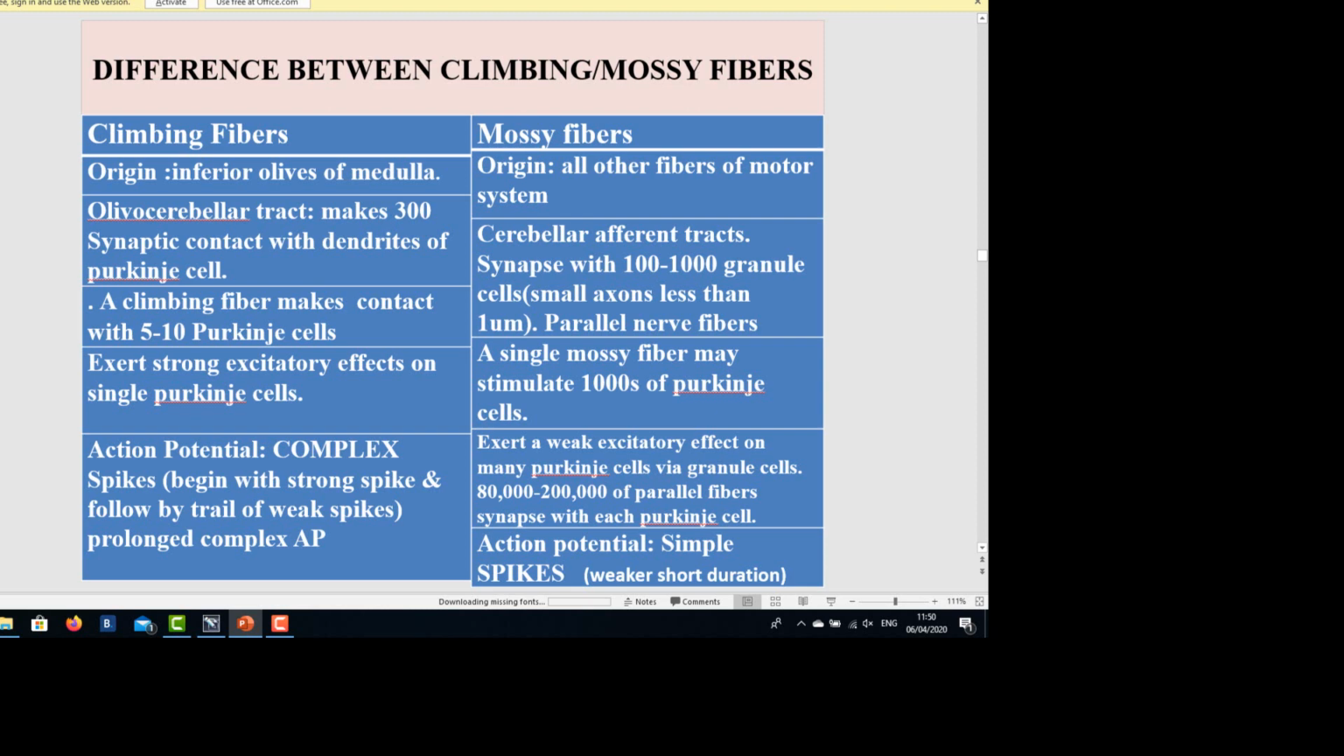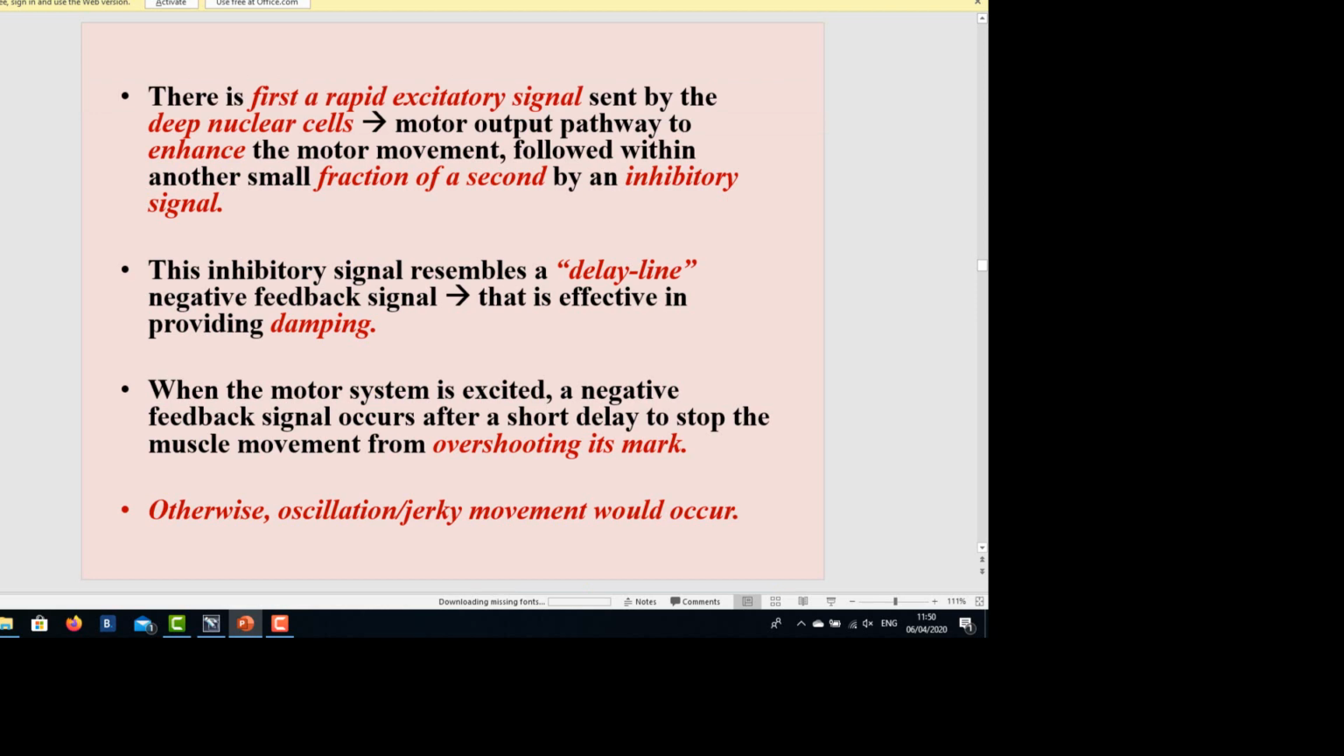They exert strong excitatory effects on single Purkinje cells. A single mossy fiber may stimulate thousands of Purkinje cells. One action potential shows the complex spikes, but over here the action potential has simple spikes. There is first a rapid excitatory signal sent by deep nuclear cells along the motor output pathway to enhance the motor movement, followed within another small fraction of a second by an inhibitory signal.